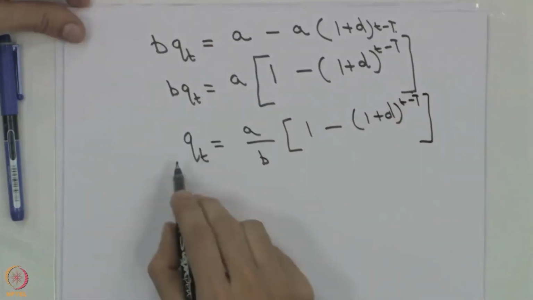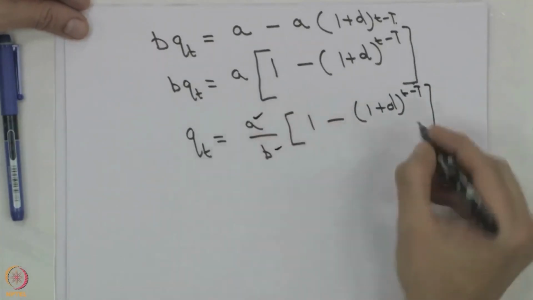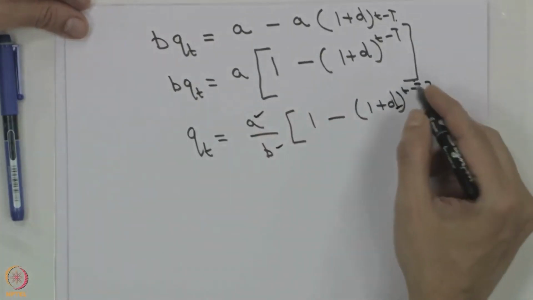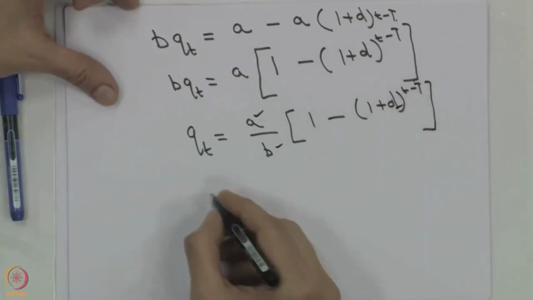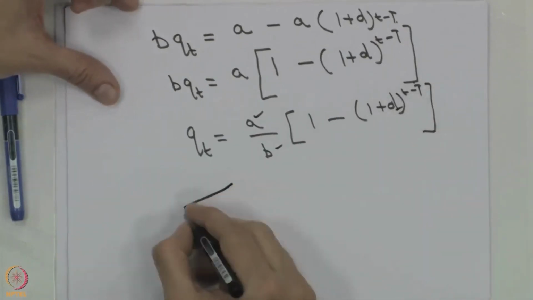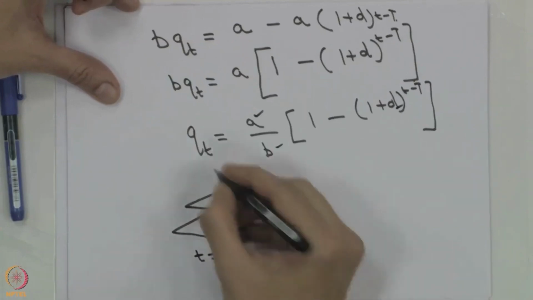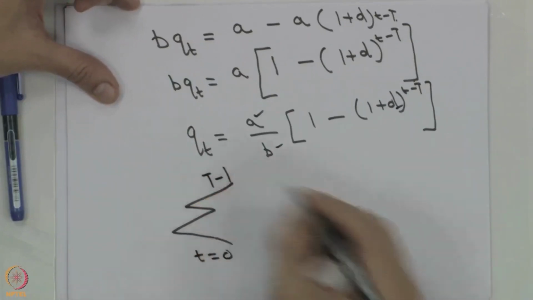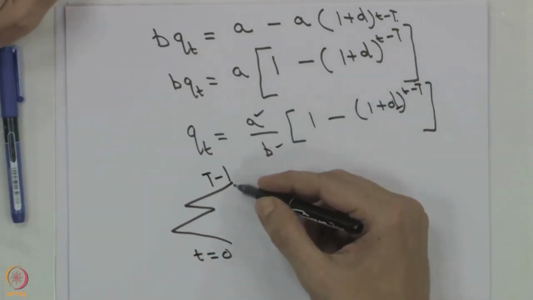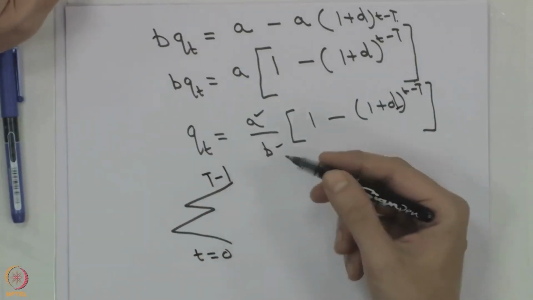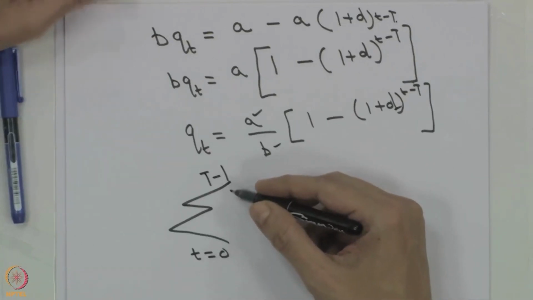Generic expression for Qt in terms of known coefficients A, B and D. Only unknown is capital T. Now, what we can do is take the total sum, t equal to 0 to T minus 1. Why do we say T minus 1? Because Q capital T is equal to 0. So production is there from the 0th year to the T minus 1th year.